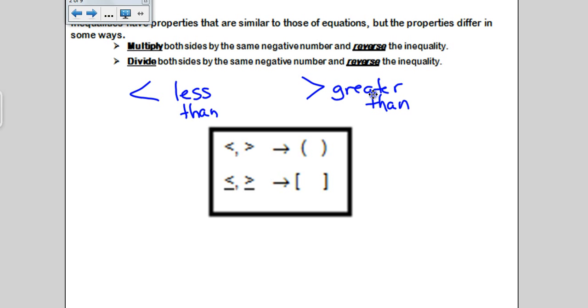Now something that maybe you haven't seen yet is instead of using open and closed circles, here in Algebra 2, we want you to use either parentheses or brackets. Parentheses are for greater than and less than. Brackets are for greater than or equal to, or less than or equal to. Brackets mean that you include the endpoint. So it's like a closed circle. It's just a little more advanced than a closed circle.